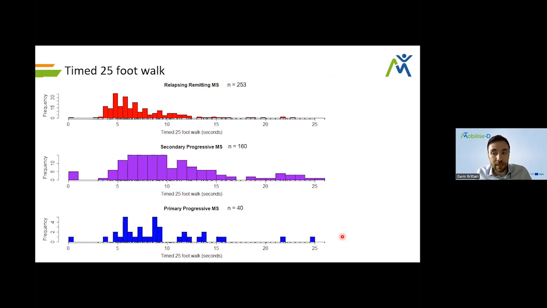When reviewing speed as part of the timed 25-foot walk and split into subtype, it appears that our relapsing remitting patients have a faster pace, which is exactly what we'd expect, with our secondary progressive patients taking just slightly longer. The mean time 25-foot walk across all subtypes was 10.3 seconds, although there's a large range with a few outliers not displayed, which are further up on the right-hand side of the graph.